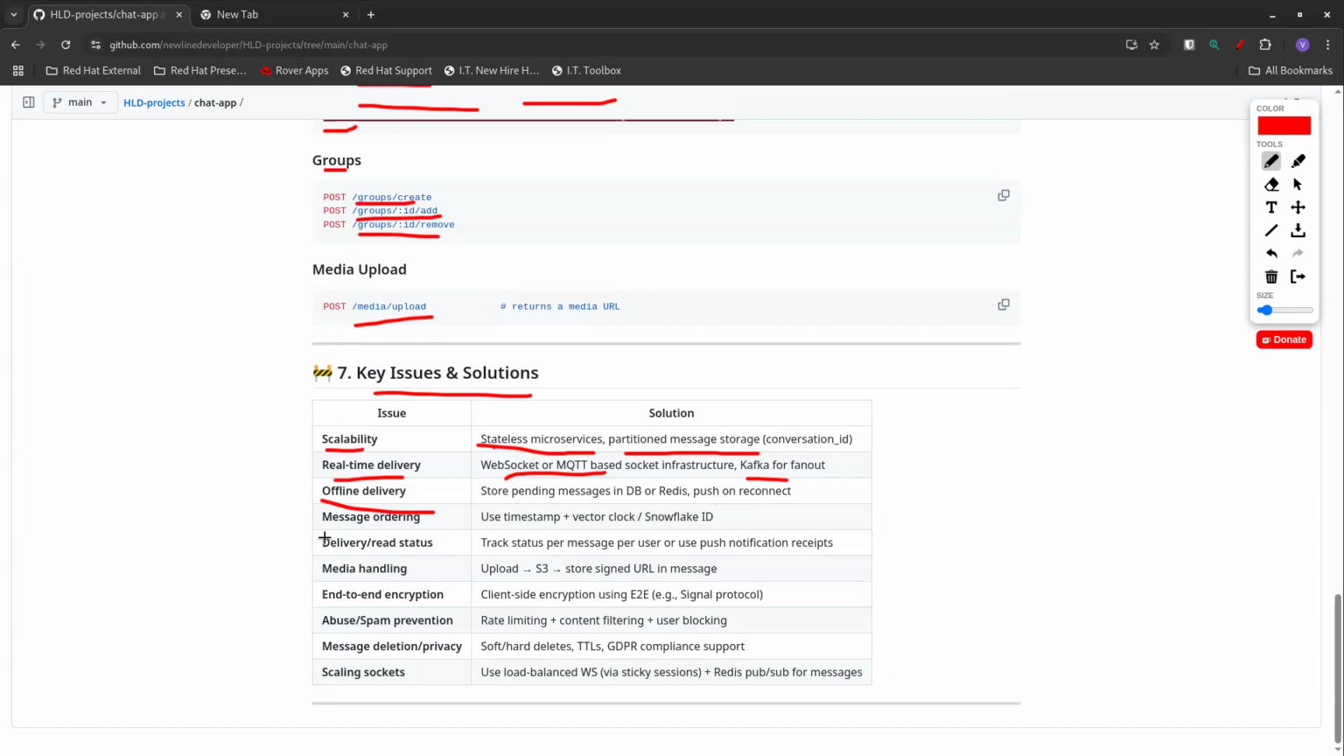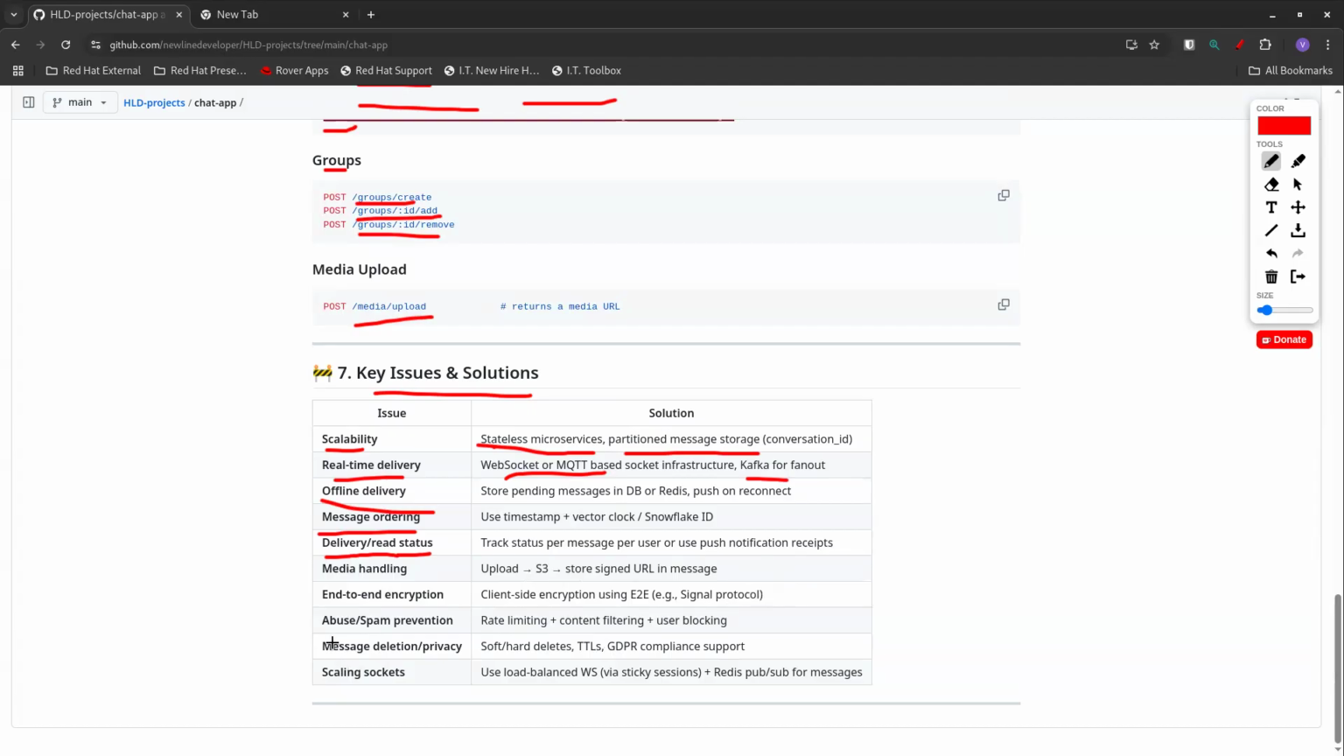Okay. So message ordering: use timestamp plus vector clock, or you can use Snowflake ID to keep the message order. And then delivery and read status. How can we get that? Track the status per message per user, or use push notification receipts. Okay. So handling media: upload the data to S3 and store the signed URL in the message, so in your database we can store it. End-to-end encryption: client-side encryption using end-to-end encryption, for example the Signal protocol, that we can follow.